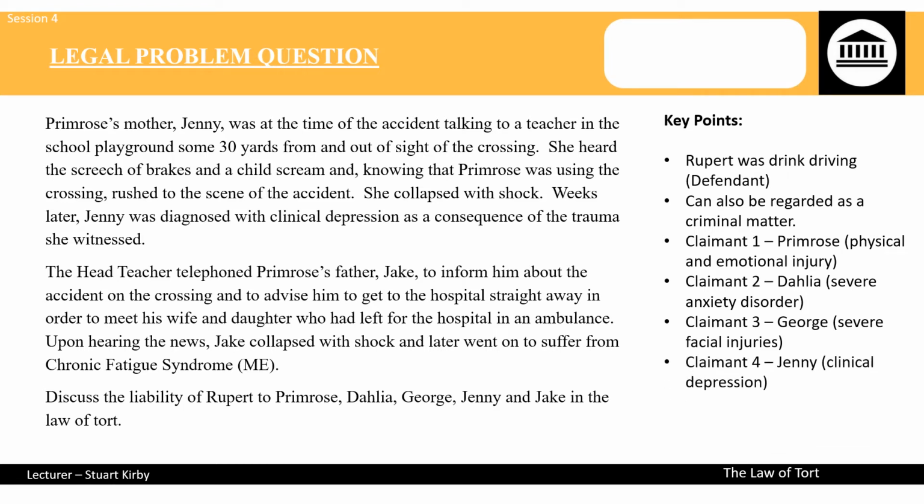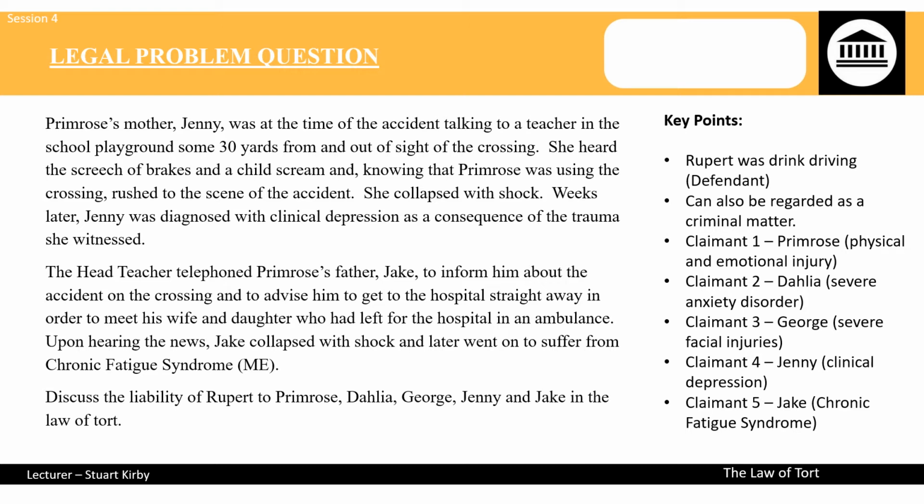Claimant 4, Jenny. Jenny is Primrose's mother, and as a result of this accident and witnessing it, she is suffering from clinical depression. And then finally, claimant 5, Jake, who is Primrose's father, hears about the accident, has a really big panic, and then suffers later on from chronic fatigue syndrome.